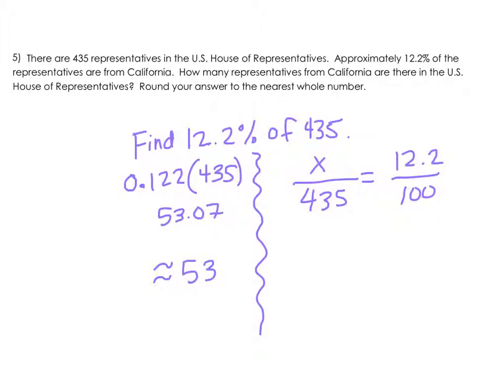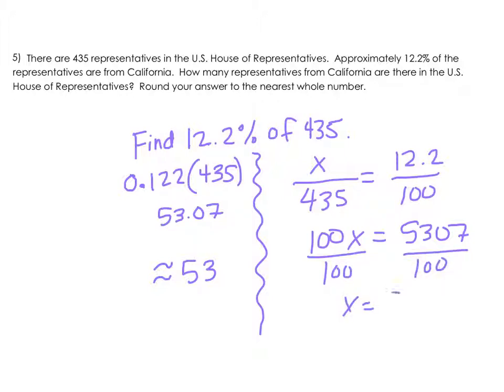Over here, we have 100x equals 435 times 12.2, which is 5,307. Do you see the relationship here? So I'm not doing anything different. It's just a different format. And again, it's 53 representatives from the great state of California.